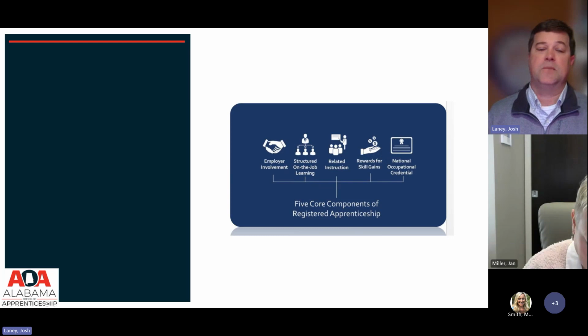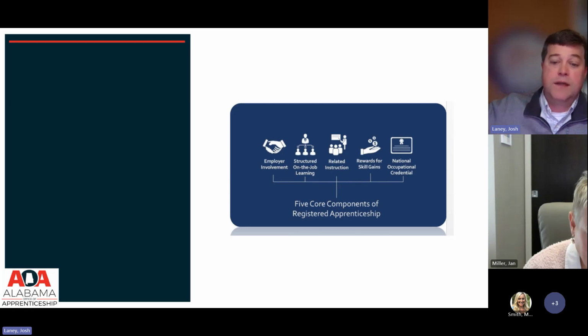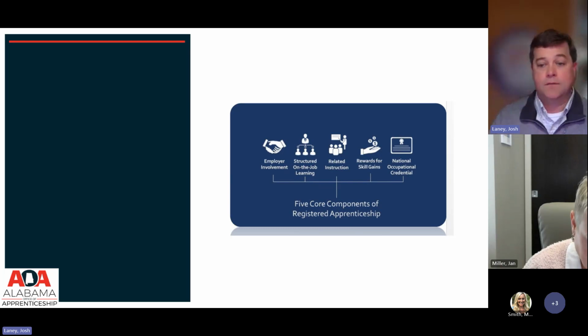Fourth component of a registered apprenticeship program is rewards for skills gains. This means that as a person becomes more competent and more skilled, they are more valuable to their employer, and that brings them more money. They get raises. So this is one of the key components of a registered apprenticeship. And this is one of the places where it's different than some of the traditional education models where we train teachers.